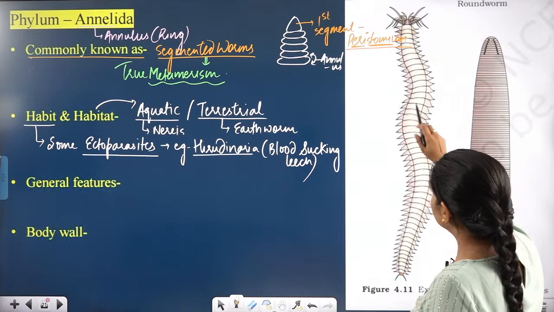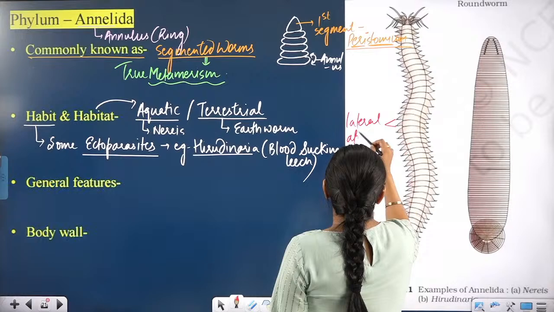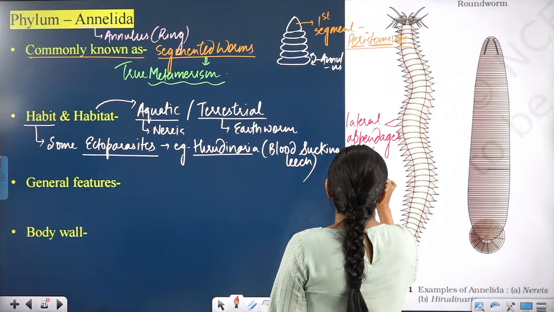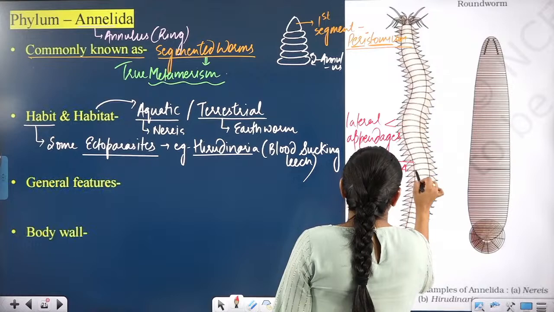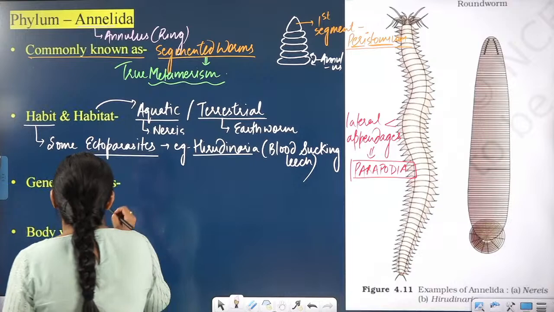What are these structures which you can see in the Nereis, beta? These are lateral appendages. What is the name of these lateral appendages? They are parapodia. Very, very important structure. I will talk about this parapodia in respiration, in locomotion. Alright. Coming to the general features, tell me quickly what are the general features of phylum Annelida.